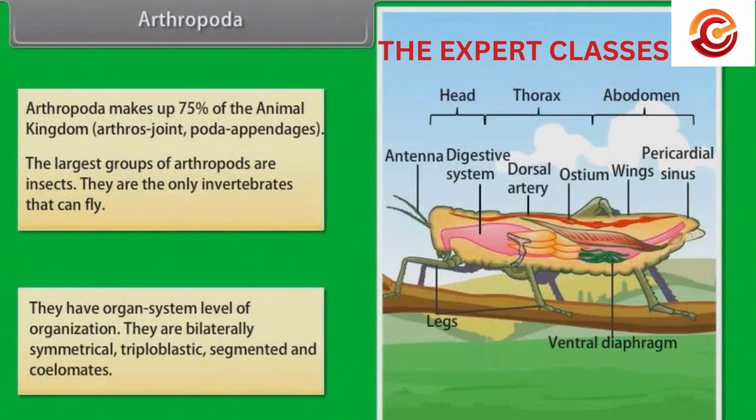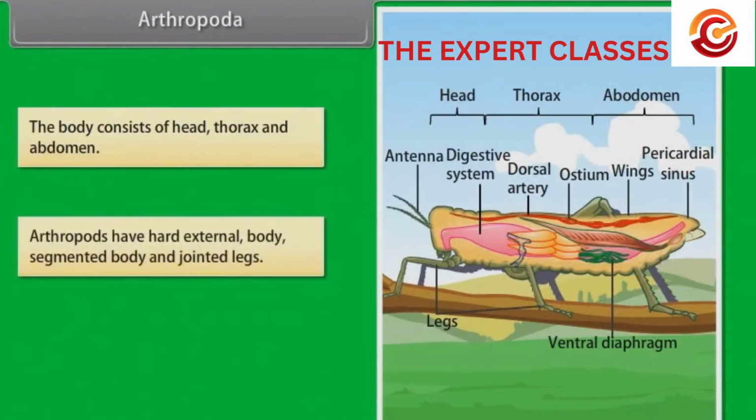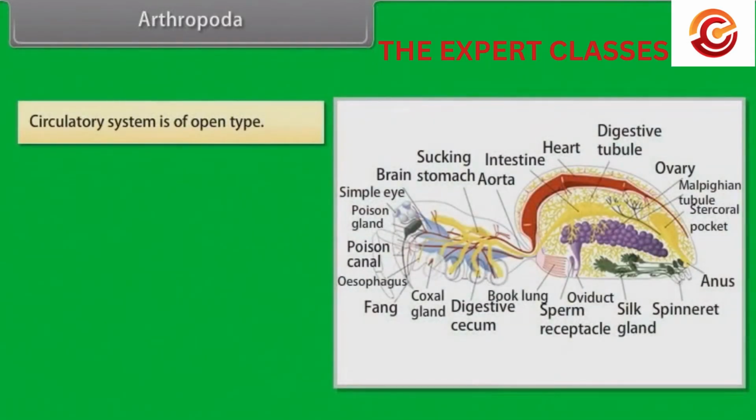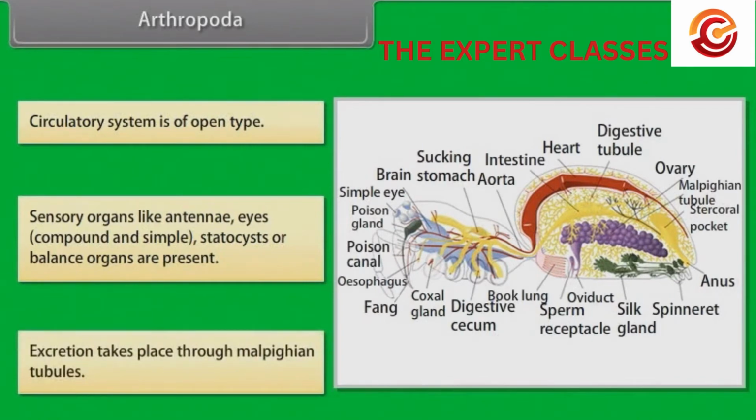They are bilaterally symmetrical, triploblastic, segmented, and coelomates. The body consists of head, thorax, and abdomen. Arthropods have a hard external body, segmented body, and jointed legs. Respiratory organs are gills, book lungs, or tracheal system. Circulatory system is of open type. Sensory organs like antennae, eyes, that is compound and simple, and statocysts or balance organs are present. Excretion takes place through Malpighian tubules.